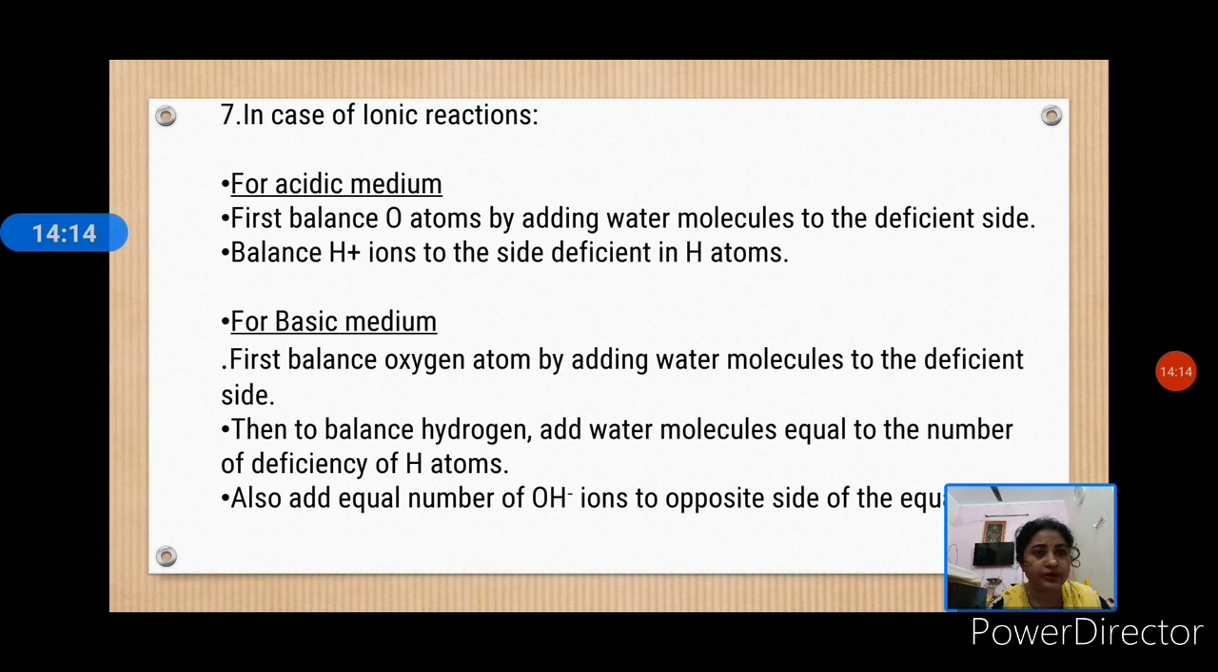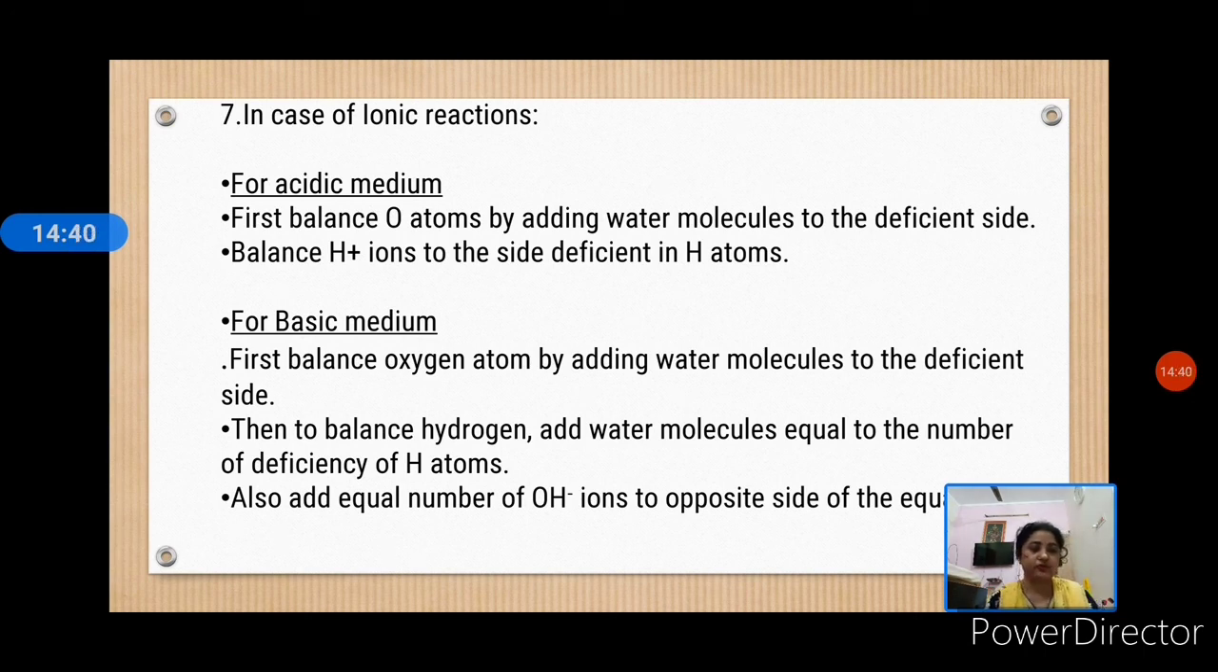And there we will see that we get two mediums in the equations, if acidic medium is there or basic medium is there. A few changes we have to make when the reaction is occurring in acidic medium. First balance oxygen atoms by adding water molecules to the deficient side. Then balance hydrogen by adding hydrogen ions to the side deficient in hydrogen atoms.